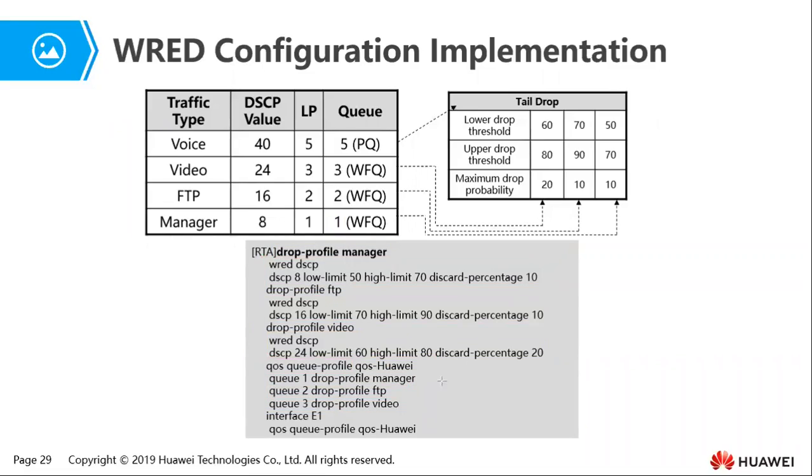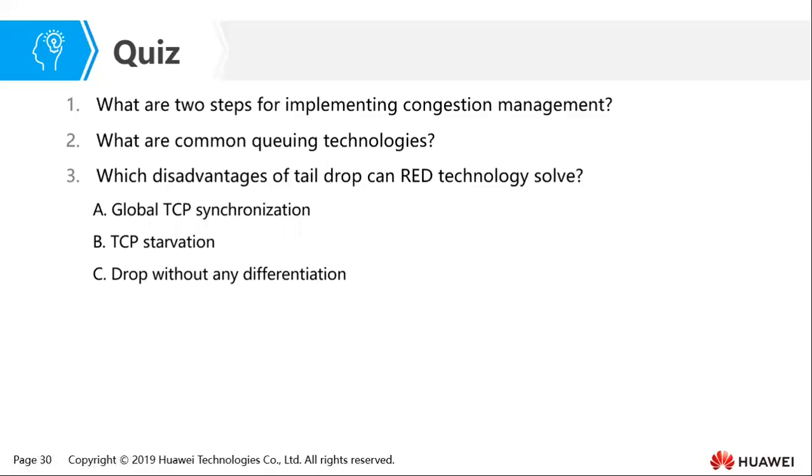After we are done, we now need to implement that on the interface by specifying the queue profile using the command qos queue-profile, then the name of the queue profile that we just created, qos-Huawei. So generally, that is how you configure weighted random early detection. Ladies and gentlemen, that's the end of this particular topic.